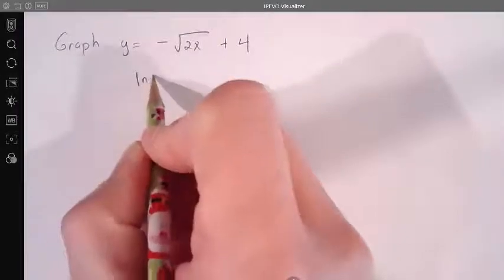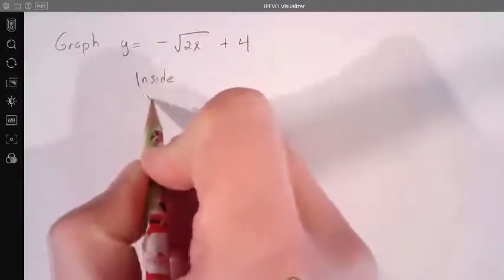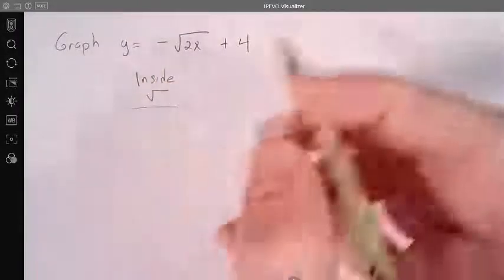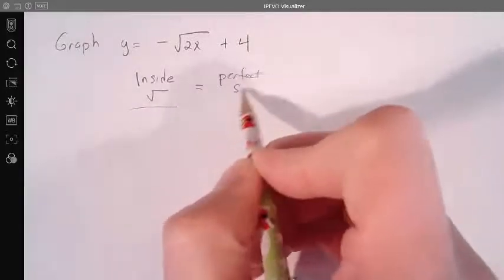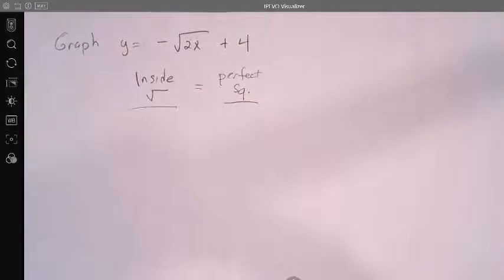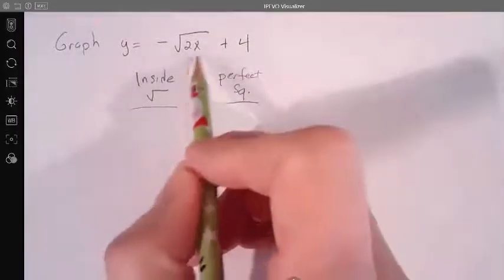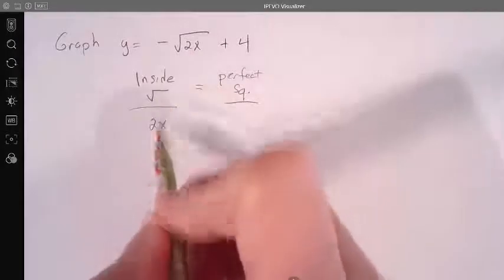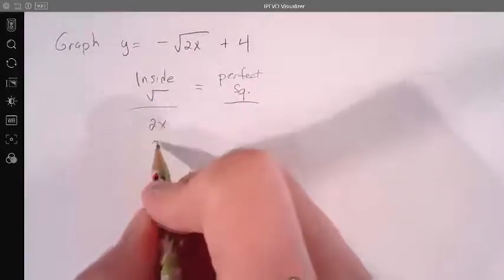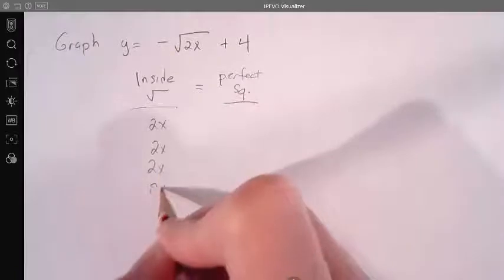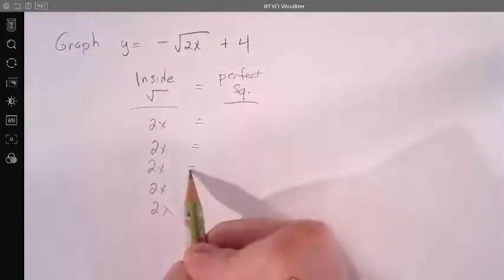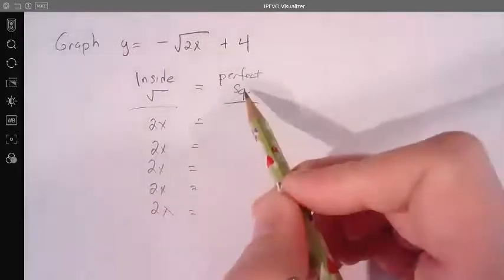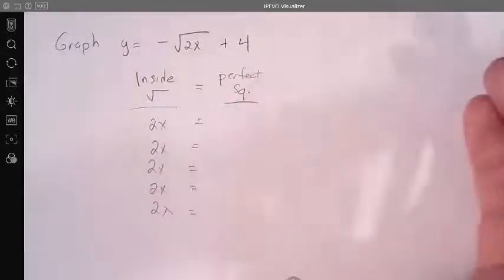So I'm going to take whatever's inside the radical, and I want it to equal a perfect square. So the thing inside the radical is the same every time. It's always 2x. So the inside the radical column here is going to be 2x in every situation. And then perfect squares, they're always the same numbers.